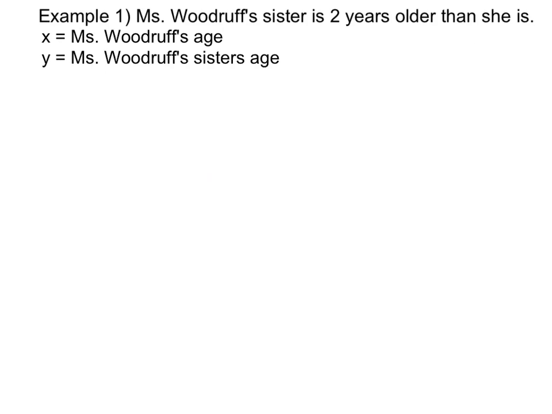Now that we've defined our variables, we want to be able to write our equation. It says that Miss Woodruff's sister is 2 years older, and that's the same thing as plus 2. So Miss Woodruff's age plus 2 is going to be Miss Woodruff's sister's age. So we can write that as an equation: x plus 2 equals y. Because this equation is solved for y, meaning y is by itself on one side of the equal sign, we would call this slope-intercept form.